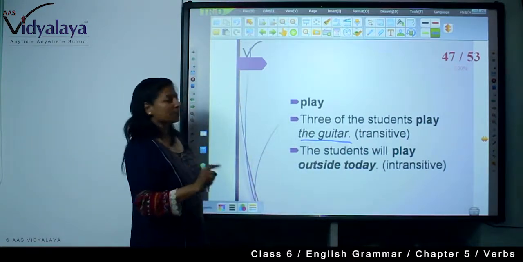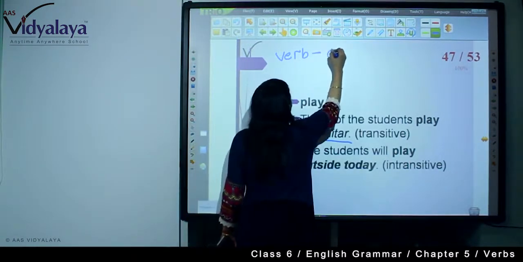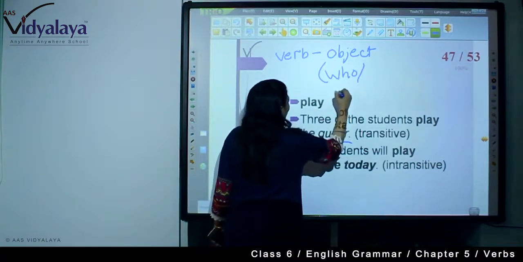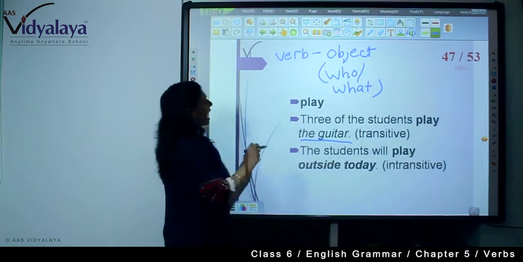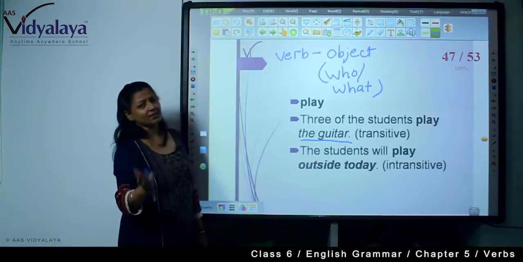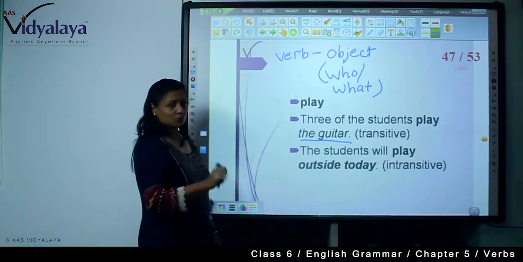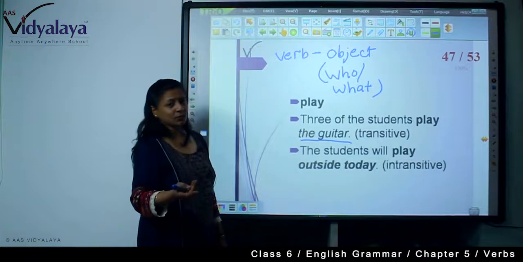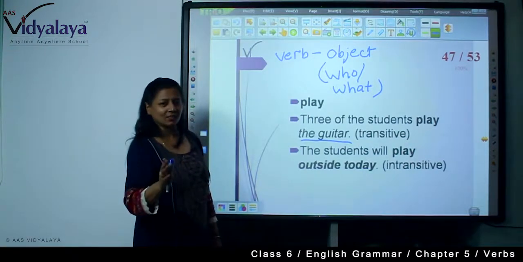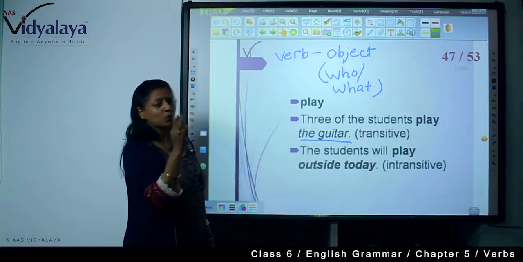Just to find the object, always remember: after the verb, you will have to ask who or what. If you find an object, that is the transitive verb. For example, three of the students play what? The guitar. So here there is an object, so it's transitive. The students will play outside today. Is there any what or who here? No. So this is intransitive. There is no object here. So always remember, after the verb, to find the object you will have to ask who or what.